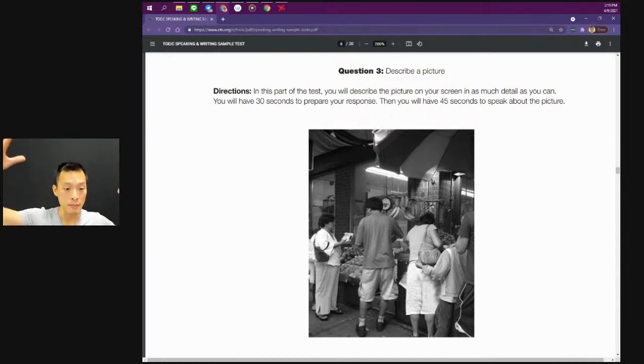So you start from the biggest settings and then go into the details, right? So: open air market, fruit vendors. The fruit vendors seem to be open. There are shoppers around looking for fruit. They are selling many kinds of fruit. They are selling bananas. They are selling mangoes. I can see mangoes. I can see apples. It seems like the shoppers are middle-aged, with one child that probably came with his mother.